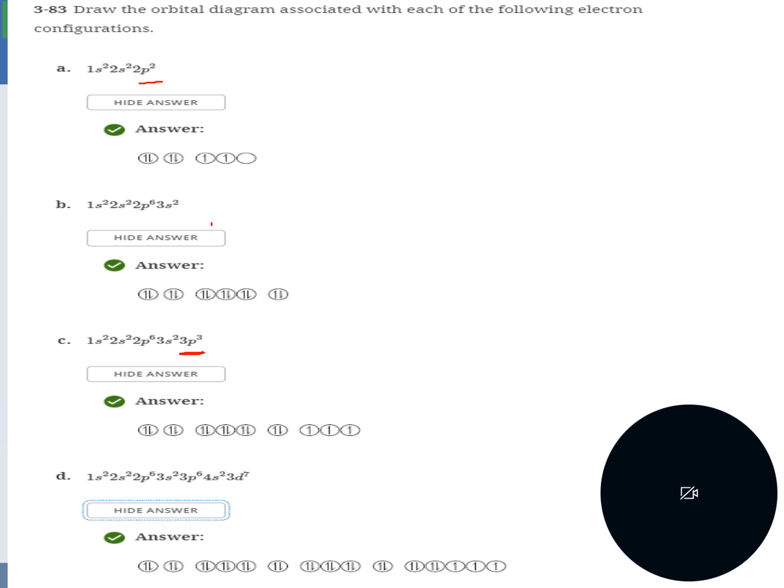And in D, we end up with a d orbital. Remember, those have 5 boxes, or in this case 5 circles. And we have to go up all the way across and then down in the last 2 in that d orbital. So we end up with something that looks like this right here.